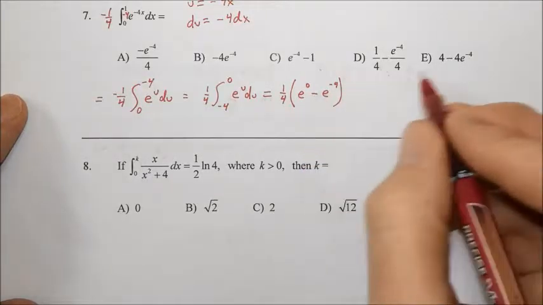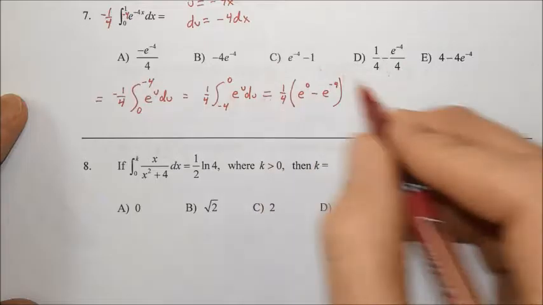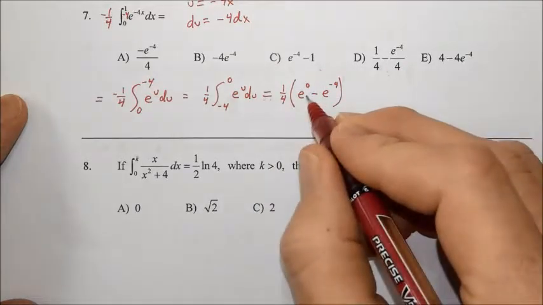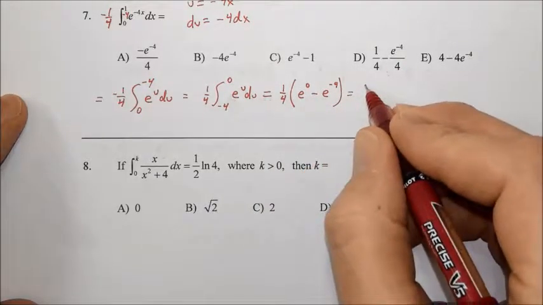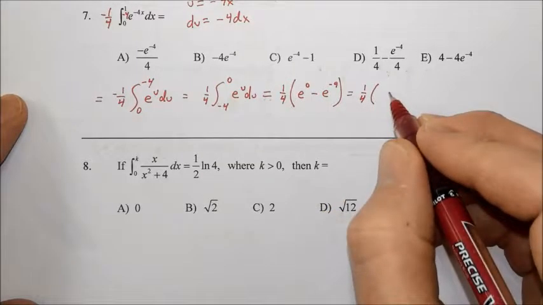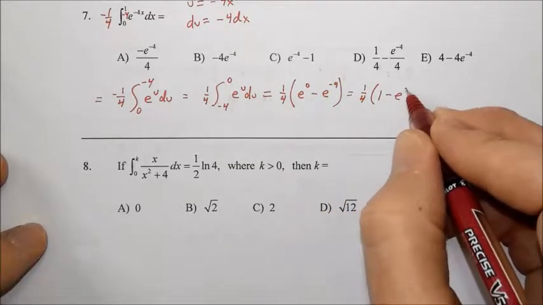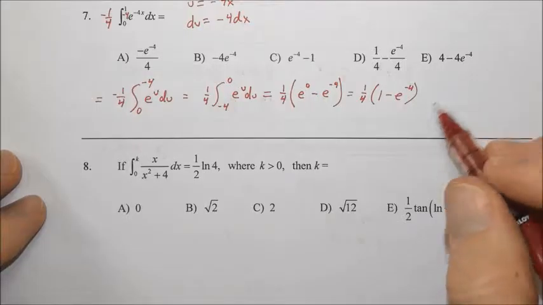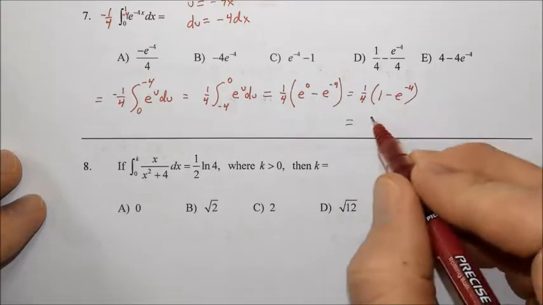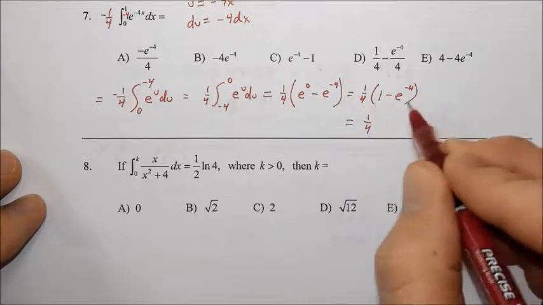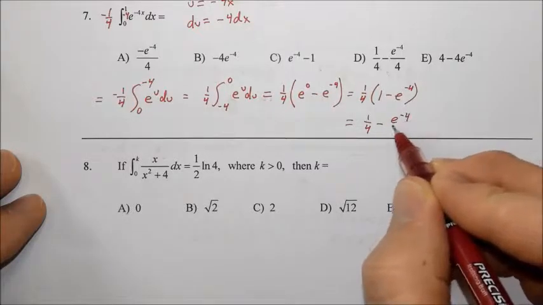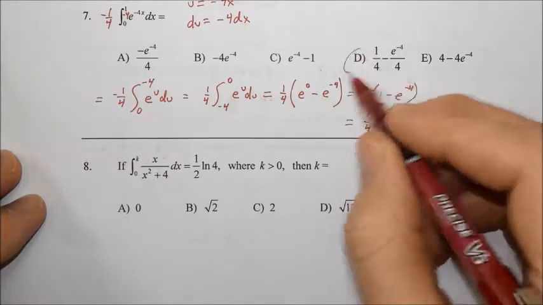Alright, well this doesn't identically match up with any of these at the moment, so we can do a little bit of work here. E to the 0 is 1, so we have 1/4, and then we have 1 minus e to the negative 4th. Distributing the 1/4, we have 1/4 times 1, which is 1/4, and then we have e to the negative 4th over 4. That matches up with D.